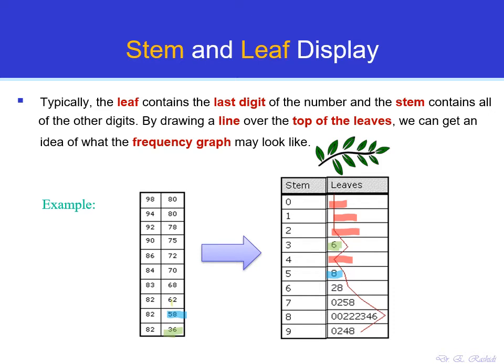I have 62 and 68 here. So for row 6, I'm going to put 2 and 8 here. And this is how we do it for rows 7, 8, and 9. If we then draw this line here that you see, that's going to cover the leaf section. It's going to give us an idea of how frequent the numbers that we have are. For example, row 8 here, as you see, has more leaves. So that means that the 80s are the most frequent numbers that we have.